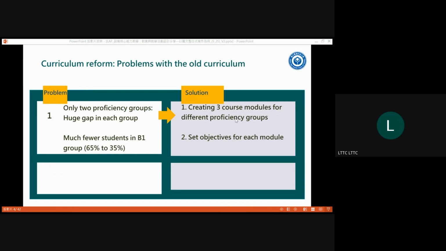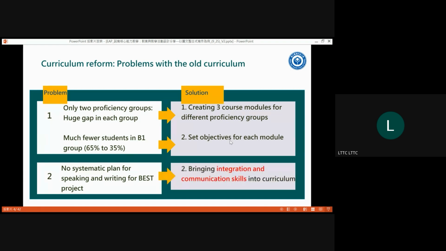The second problem that we face in the old curriculum is we don't really have a very systematic plan for speaking and writing components. And as you know, our university has been chosen as one of the key universities for BEST projects. For the BEST projects, speaking and writing are 2 important indicators because they are 2 important KPIs. So we feel there's a must to bring the writing and speaking components into our curriculum. So we place greater emphasis on integration as well as communication skills in our curriculum.